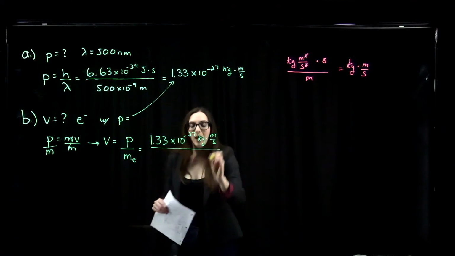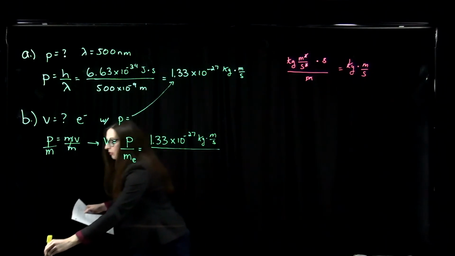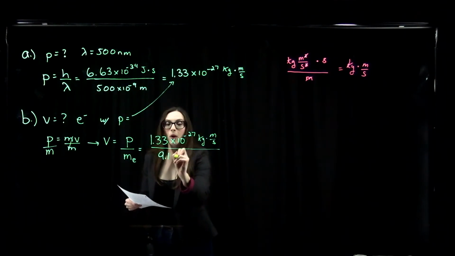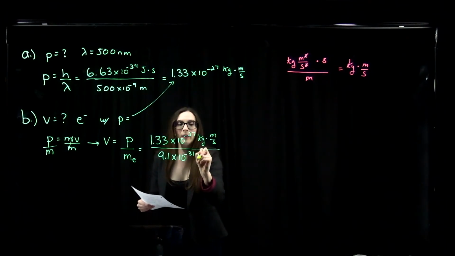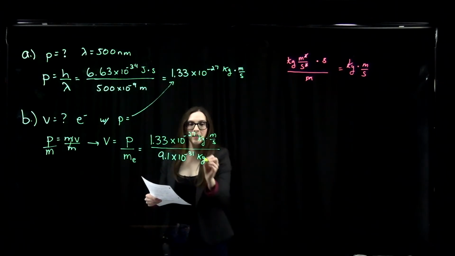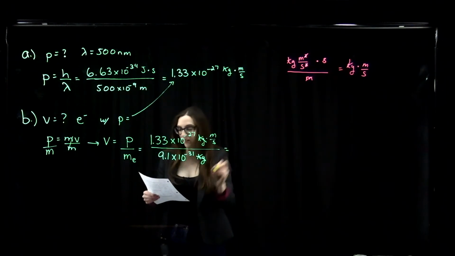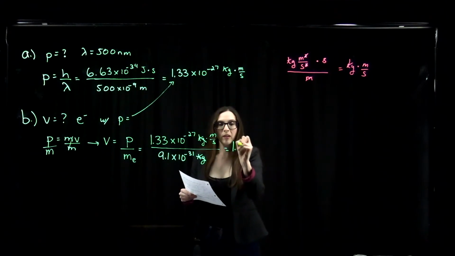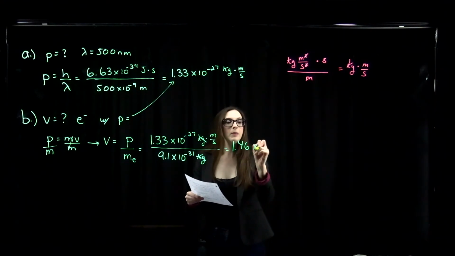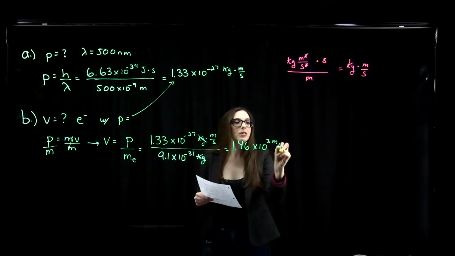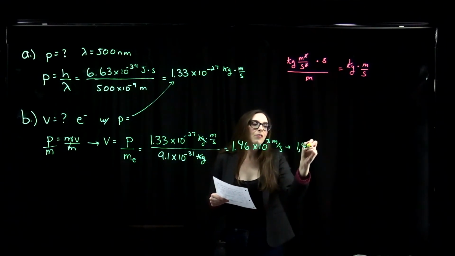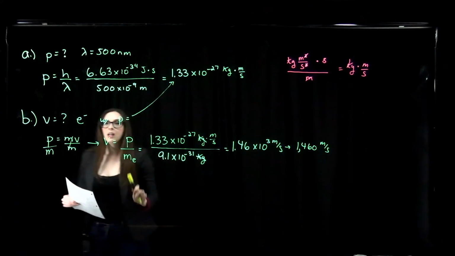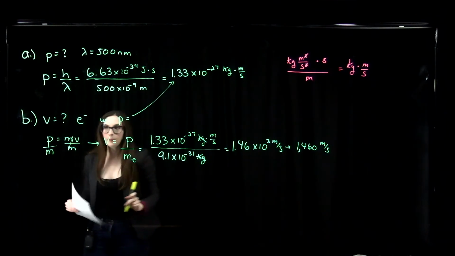And then we're going to divide it by the mass of an electron, which you can find off of your equation sheet. The mass of the electron is 9.1 times 10 to the minus 31 kilogram. Okay, the units of mass cancel here and here, and that gives us a speed of 1.46 times 10 to the 3 meters per second. That's also 1,460 meters per second. That's how fast this electron is going to have the same momentum as our photon.